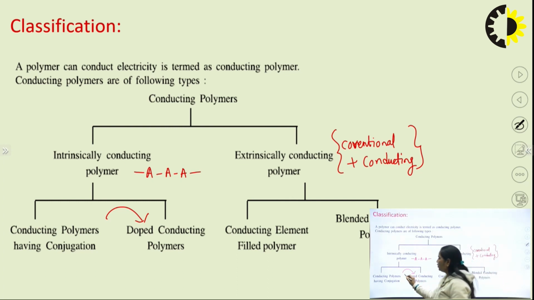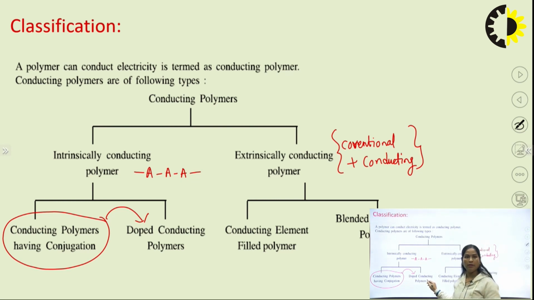But when this first class of polymer is doped with some material, it becomes a doped conducting polymer, which has high conductivity due to the doping process, and it becomes another class of conducting polymer. Another class is extrinsically conducting polymer, in which we are actually mixing in conducting material. There are two ways by which we can mix these conducting materials. One is known as conducting element filled polymer. Another one is blended conducting polymer.